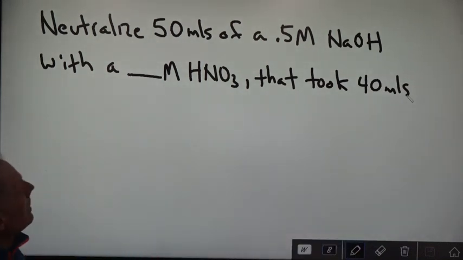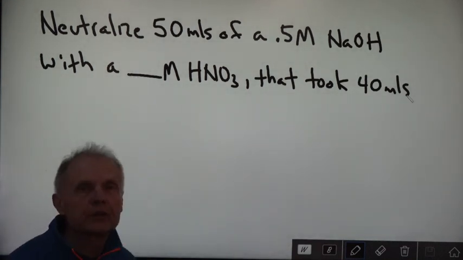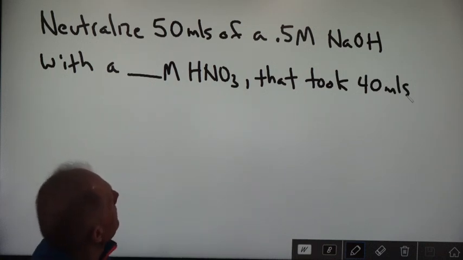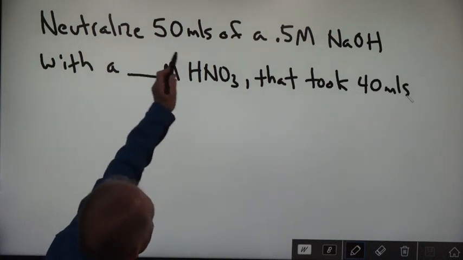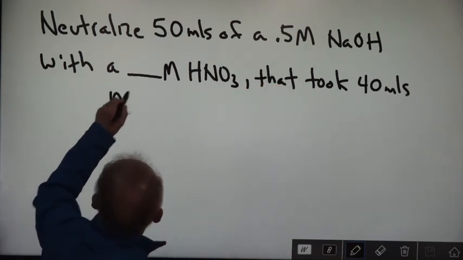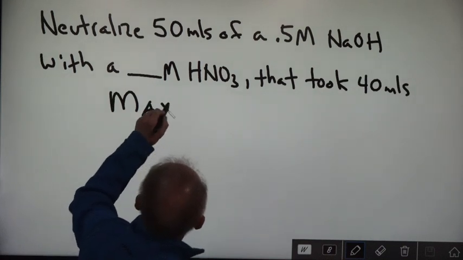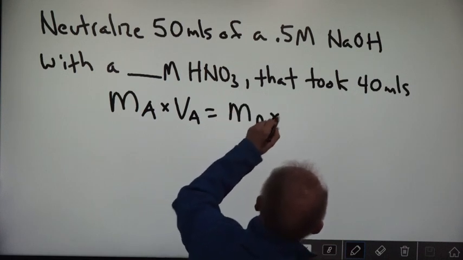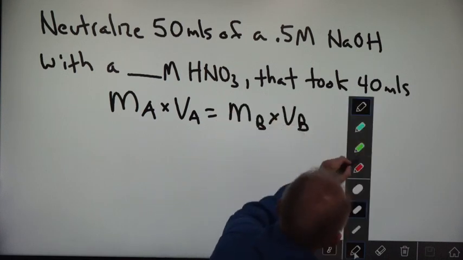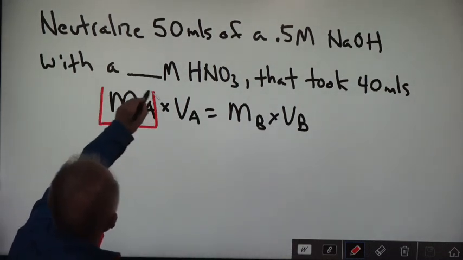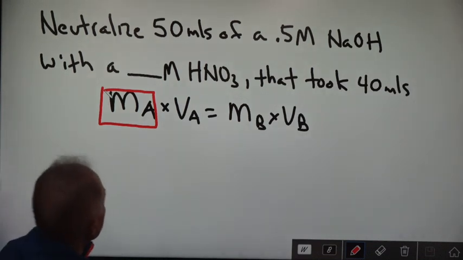Okay, so what we want to find out is the molarity of the nitric acid. All right, so we have 40 mils of a nitric acid and we have 50 mils of a 0.5 molar base. So we have to set it up. MA times VA equals MB times VB. Now, we are looking for the molarity of the acid. We're looking for that.